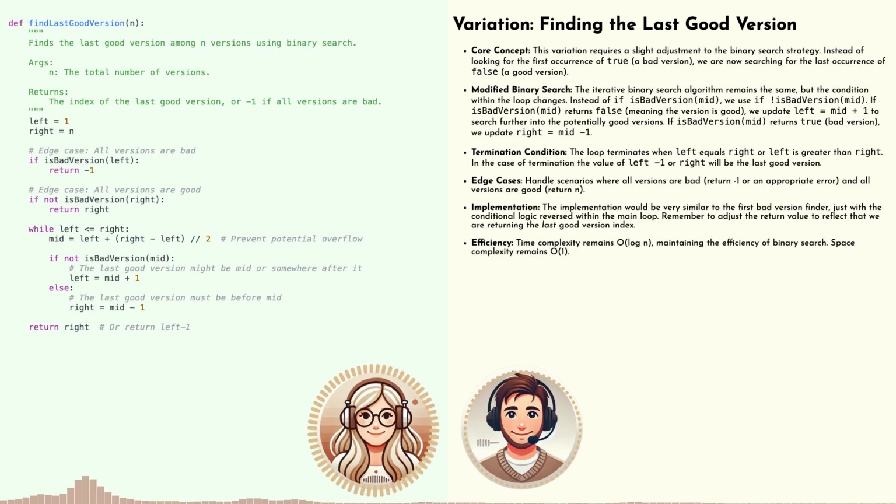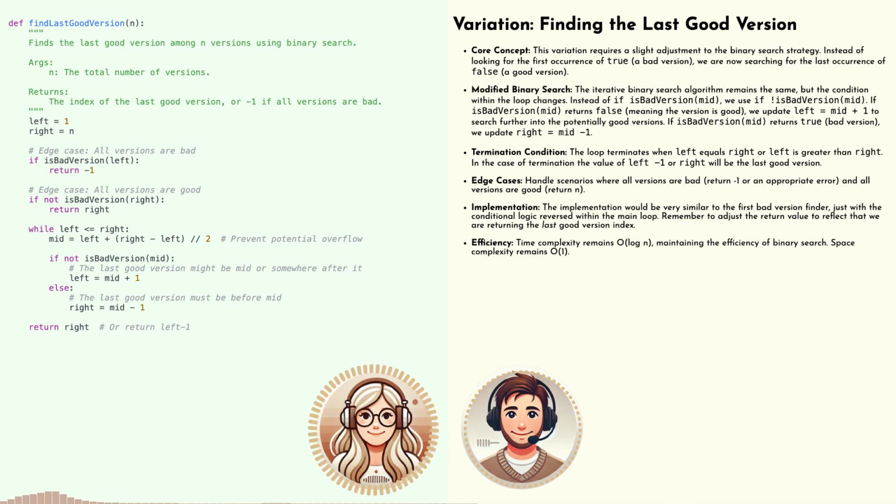Sure thing. So let's say our mid version is good. In a regular binary search, we'd get rid of everything to the left of mid because we know the first bad version has to be on the right. But this time, we want to keep searching to the left because the last good version might still be over there. Makes sense. We don't want to accidentally cut off the last good version too early. So if mid is good, we'd move left to mid plus 1, right? Focusing on the right side now, but including the mid version just in case. Exactly. We're scooting that left boundary closer and closer to those later good versions.